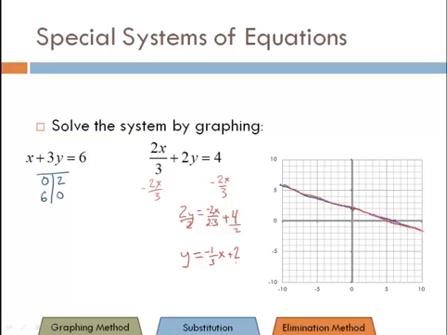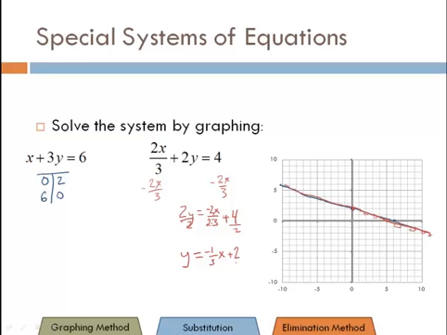So my question then is, where did these lines intersect? And I didn't draw them precisely, but if I had, you would see that they're intersecting everywhere. They're intersecting, of course, at 0, 2, where we started, but they're intersecting here and here and here and here and here and here and here and here. What answer could we write?